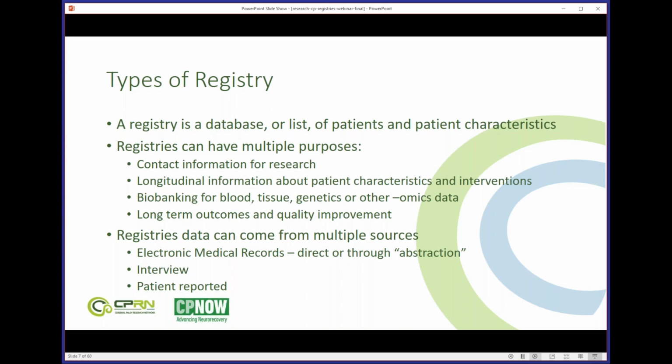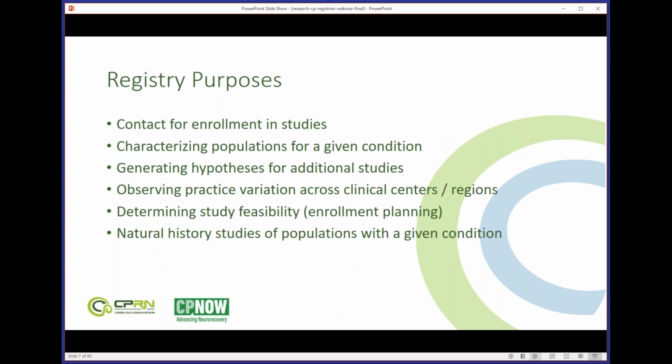Registry data can come from a lot of different sources. It can be either abstracted, where a person looks at the medical record and puts it into another database, or sometimes it can be taken directly from that. It can be done by interviewing patients, or it can be patient reported. So there are a number of different sources of registry data.